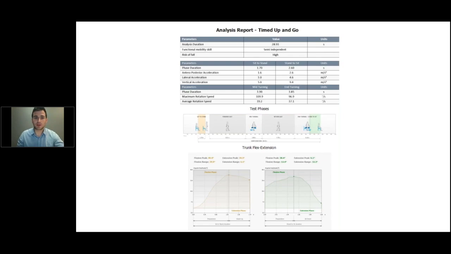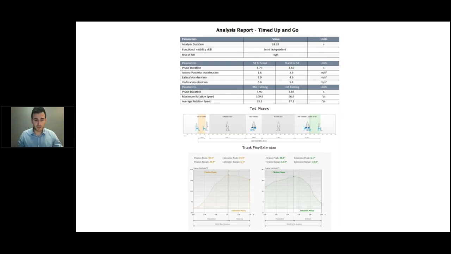Then it's possible to assess the velocity, the angular velocity of the turning, and also the trunk flexion extension. In fact, on the page it's possible to see the last two graphs. The graphs represent the angle of the flexion and the angle of the extension during the sit to stand, the yellow graph, and the stand to sit, the green graph.